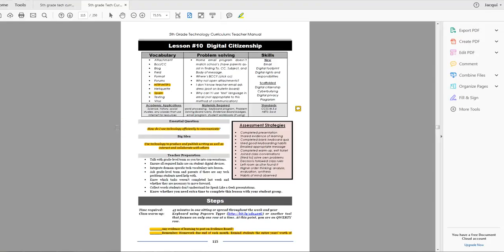I'm your guide through these 32 lessons in the Structured Learning Technology curriculum. We're in fifth grade right now, and this is lesson 10 on digital citizenship. This is one of those lessons that can be spread out throughout the year. You could spend 45 minutes in a class on it, but you still need to address it every time the students go into the digital world and cover bits and pieces.